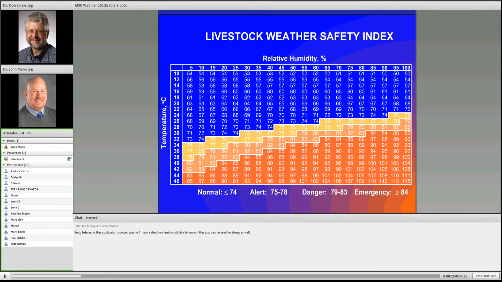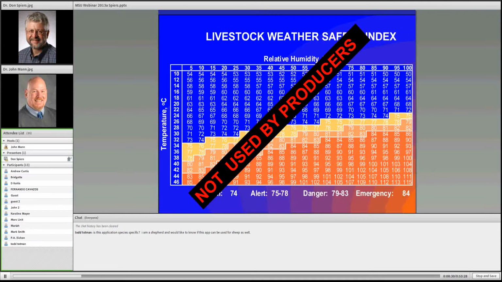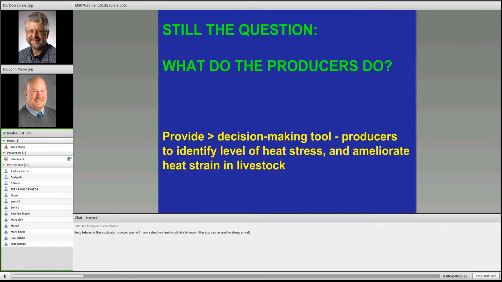And the problem is that producers simply do not use this chart. It's out there, but think about how they would have to use it. They would have to have the chart available to them in the field or back at home. They would have to do the calculation. And then on top of that, they would have to figure out how to deal with the stress that they've identified. They'd have to go to the literature or talk to an extension agent or something like that. So the question still remains, what do producers do?